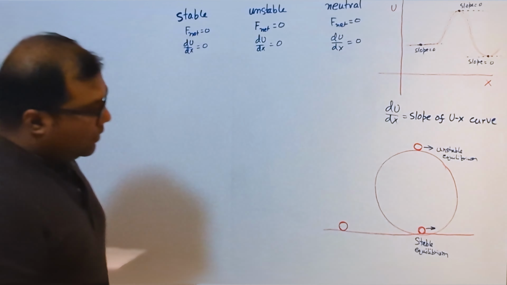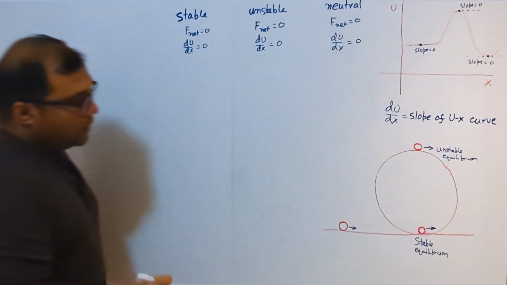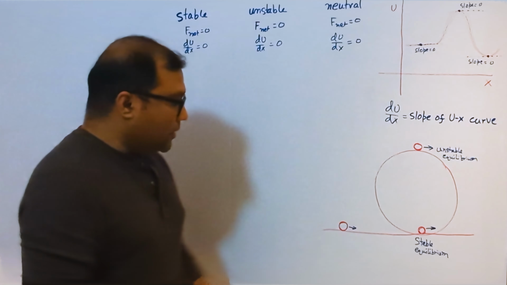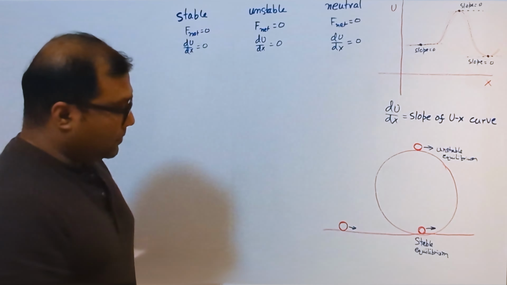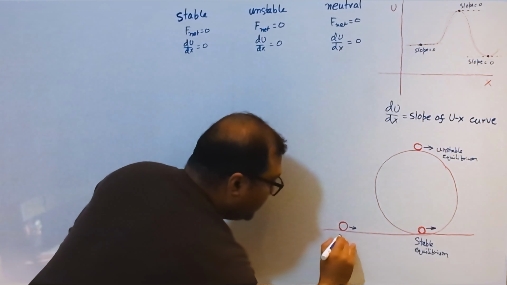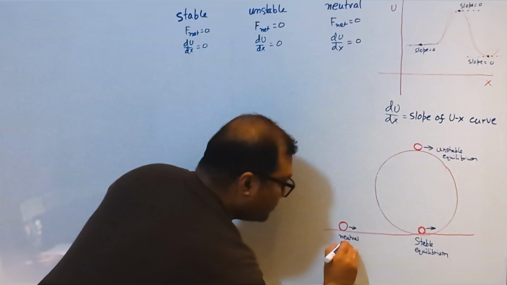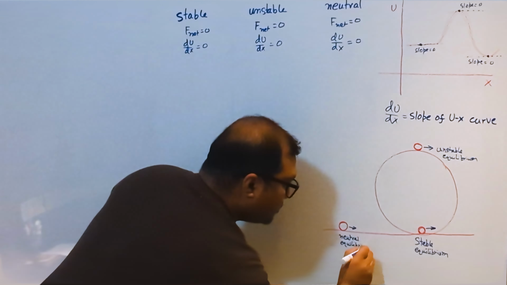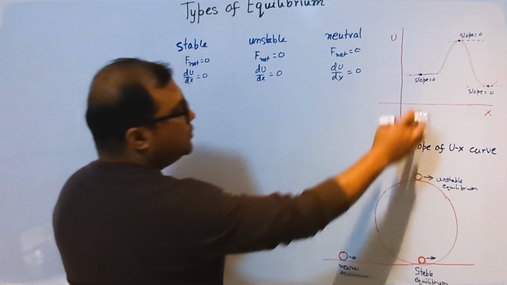Okay? And what would happen here if I disturb it by a little bit? Yes, that equilibrium will get disrupted, but it will quickly assume another stable equilibrium position. So this is defined as neutral equilibrium. Okay. Now, how do we relate this to the graph?